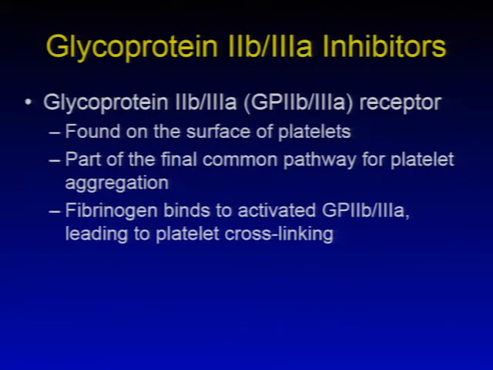Now, the glycoprotein 2B3A inhibitors, they work by binding to the glycoprotein 2B3A receptor. This is found on the surface of platelets. It's part of the final common pathway for platelet aggregation and clot formation. Fibrinogen binds to activated GP2B3A, leading to platelet cross-linking as clots begin to form.